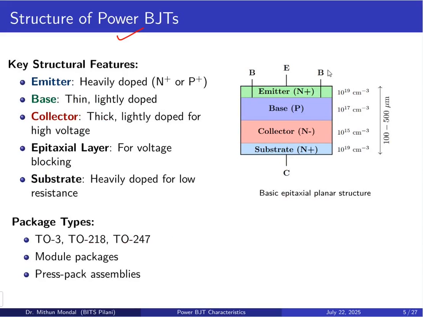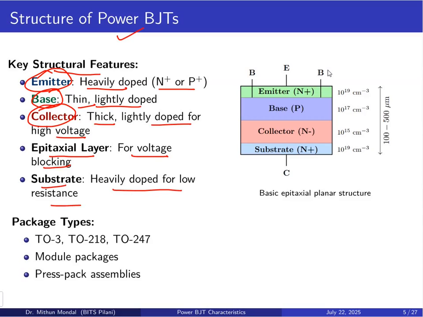So two important categories of the BJTs are the NPN or PNP modes. Now the structure of power BJTs, the key structural features: you will have the emitter, the base and the collector. The emitter is heavily doped with N-type or P-type material. The base is lightly doped and thin. The collector is thick, slightly doped for high voltage. There is an epitaxial layer for high voltage blocking. The substrate is heavily doped for low resistance.